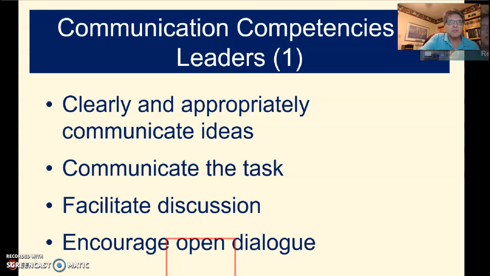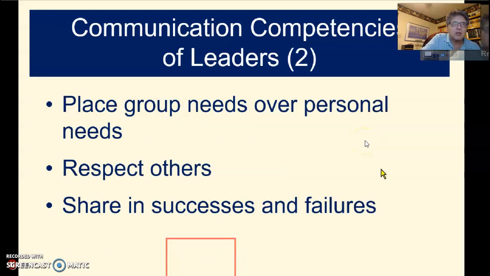You also see in the slide here competencies of leadership. Clearly and appropriately communicates ideas, can communicate the task, can facilitate discussion, can encourage open dialogue. And good leaders are able to do that. They are also able to place group needs over personal needs. They're able to respect others, and they're able to share in the success and failures of the group.